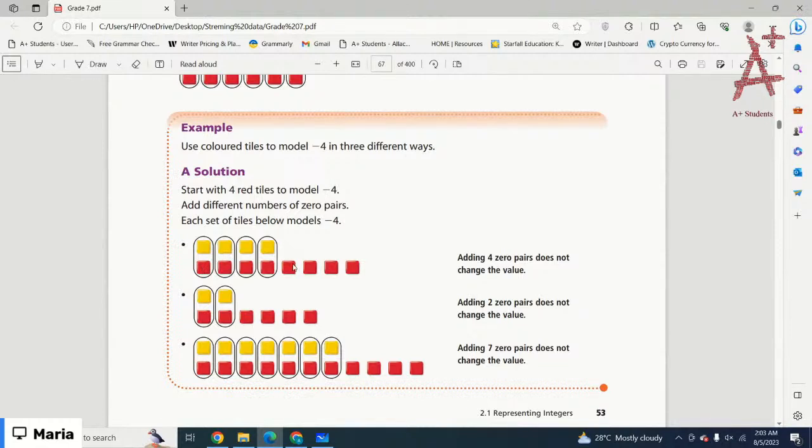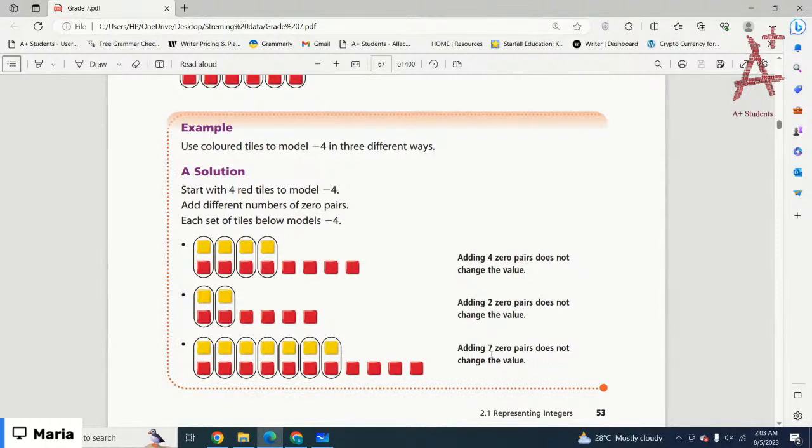So what you have to do, you have to make red tiles, and then for each tile you have to make another pair of yellow tiles, right? Adding 4 zero pairs does not change the value. Adding 2 zero pairs does not change the value. Adding 7 pairs does not change. Okay, that means you have to make the red tiles. Red tiles are the negative tiles. You have to pair them with the yellow tile to represent the negative numbers, right?